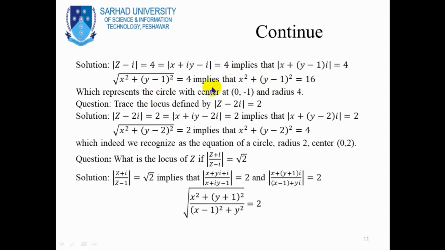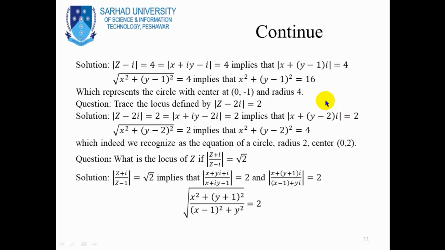This is actually the equation of a circle with center (0, minus 1) and radius 4, because we know that the equation of a circle with origin as center is x square plus y square equal to r square. Comparing this equation with x square plus y square equal to r square, r square means 4 square, which is 16. So the radius is equal to 4, and the center is (0, minus 1).